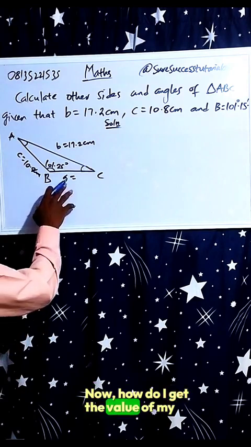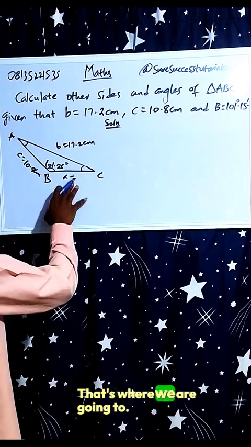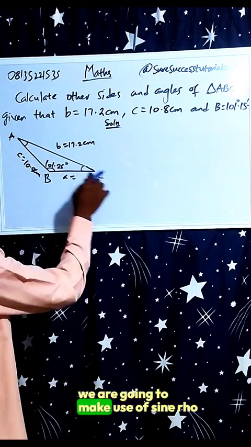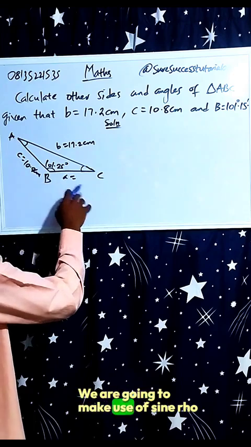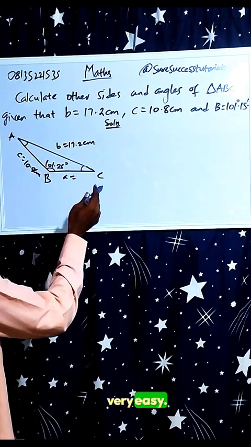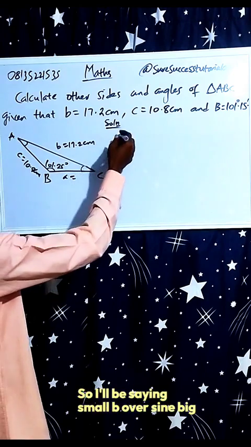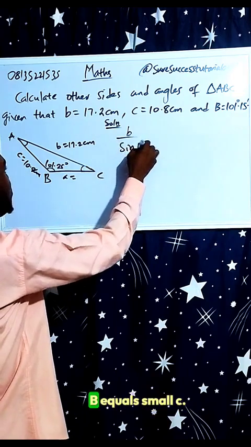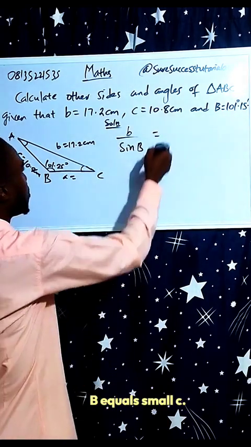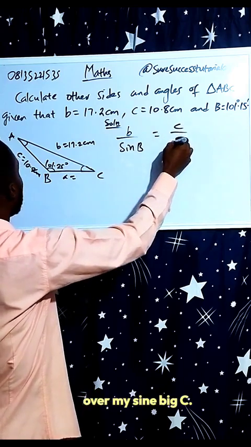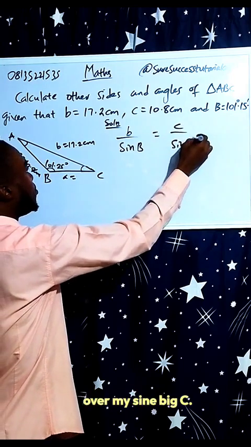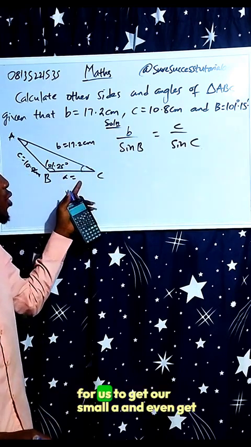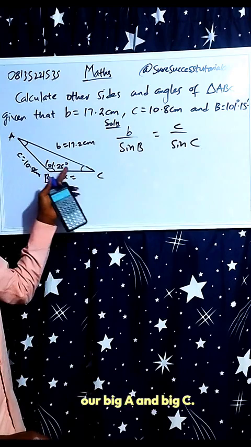Now, how do I get the value of my small a? Looking at this very well, we are going to make use of the sine rule, and making use of the sine rule is very easy. So I'll be saying small b over sine big B equals small c over sine big C. Let's get our big C first. Once we get it, it will be very easy for us to get our small a and even our big A.